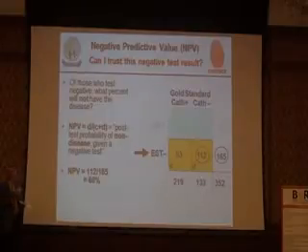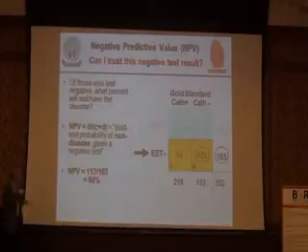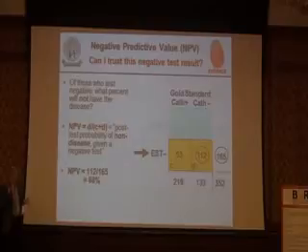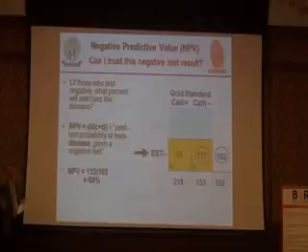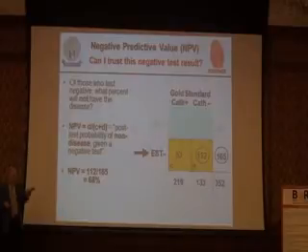Now, here's another definition here for negative predictive value is the post-test probability of non-disease, right? Post-test probability of non-disease given a negative test. What's the predictive value of this negative test? Is it doing a good job or not? In this case, it's not.